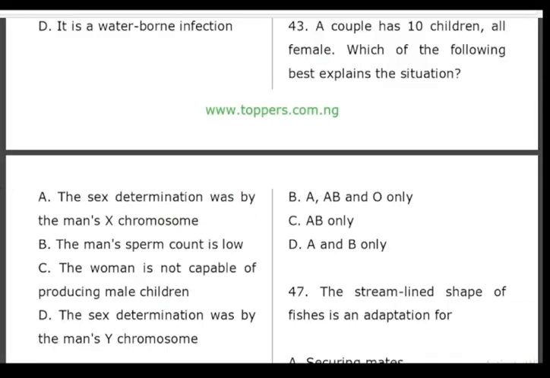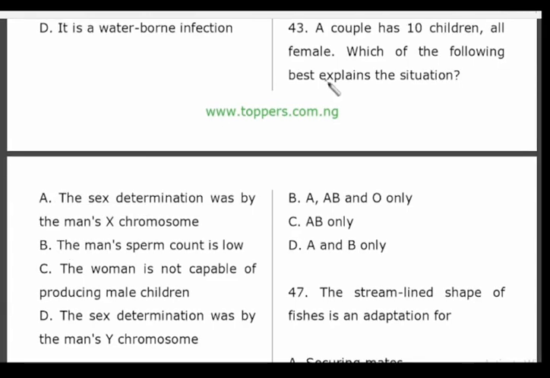Now look at this question. See that the couple here, they have 10 children and all the children are females. Now what is responsible for this? From our options here, it is saying that the sex determination was made by the man's X chromosome. Now looking at this, now we have the male chromosome to be the determinant of that particular gamete. Now let's see how that happens.